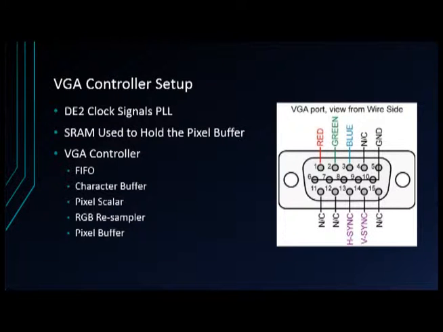A little bit about the VGA controller setup. First, the VGA uses a 25 MHz clock, which is half the frequency of the system clock, so a PLL is needed. This creates a new clock signal in reference to the system clock, making sure that they both work together. In QSys, the FIFO, character buffer, scalar, sampler, and pixel buffer are all chained together to implement the VGA controller. The onboard SRAM is used to hold the pixel buffer.